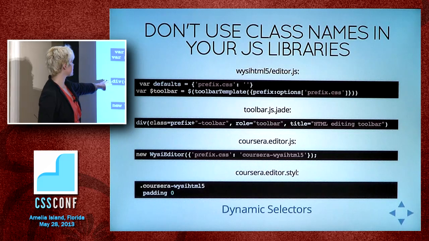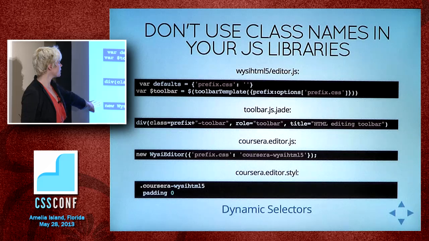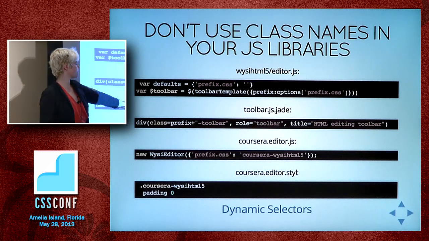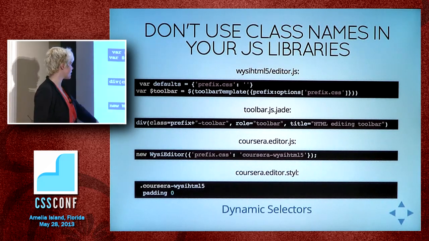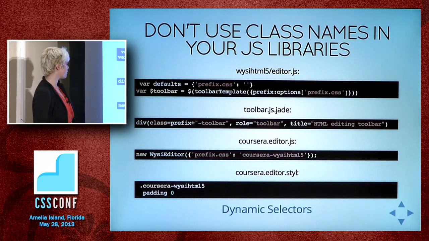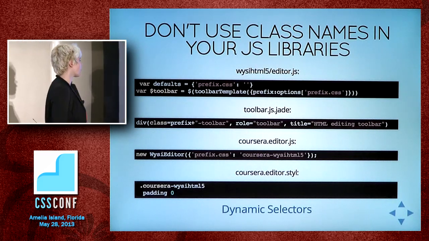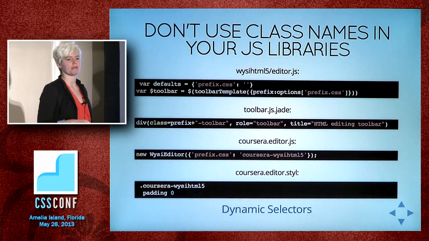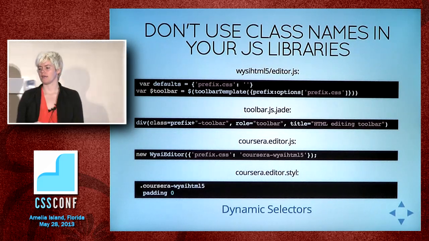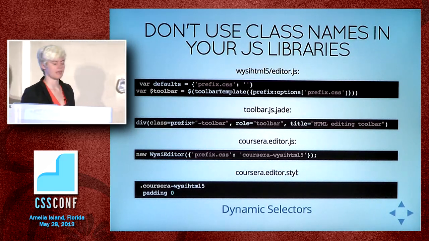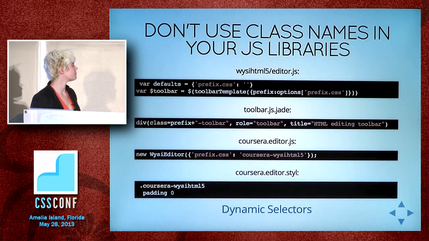So you can see our Jade template says, okay, this class is going to be prefix plus dash toolbar. And then when we use this library, we specify that the prefix is going to be coursera-wysihtml5, right? So then in our CSS, we can define what that will look like. So now we have full control over what those classes are and exactly how namespaced they are. So I think this is a nice technique as well, and gives you a lot more flexibility to namespace your classes however you wish. And there's an article about that as well.